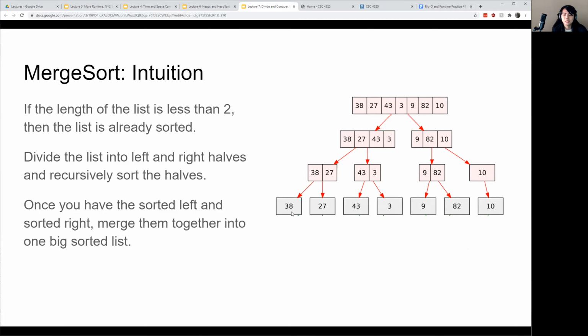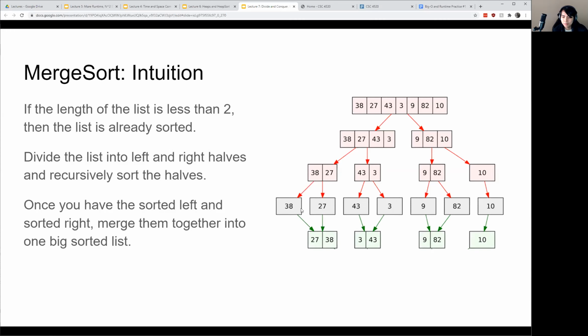At this point, here's where we start merging, right? What we're going to do is take these 2 elements here, 38 and 27, and glue them back together. Since we know that 27 is smaller than 38, the 27 is going to go first, and then the 38 is going to go next, right? Likewise here, since 3 is smaller than 43, 3 goes first, and then 43 goes next. Same thing here. 9 is smaller, so it's going to go before the 82. And then 10 is just going to be brought down on its own, right?